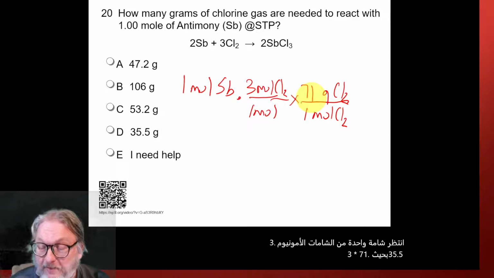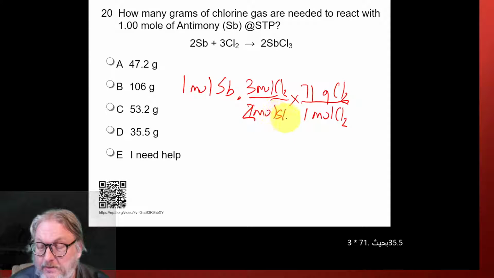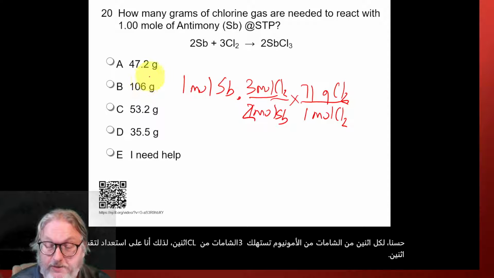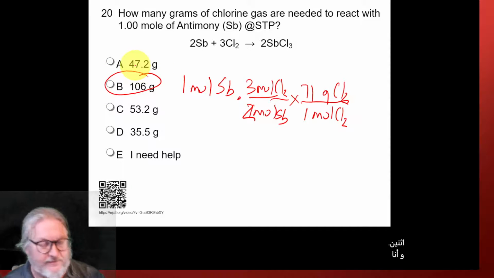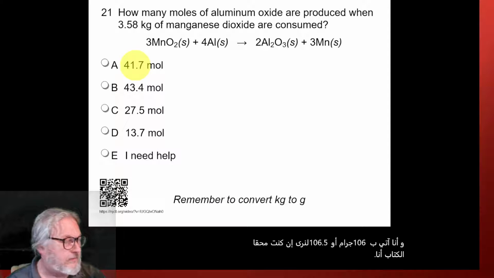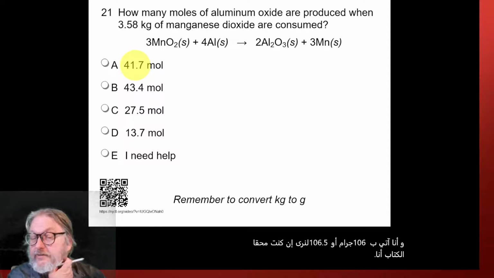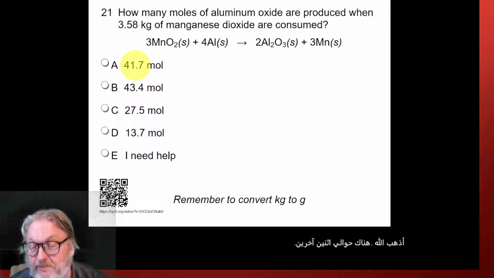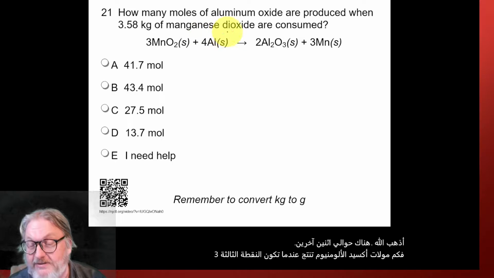Oh, my fault. That's 2. For every 2 moles of antimony, I'm consuming 3 moles of Cl2. So I'm going to divide by 2, and I come up with 106 grams, or 106.5. Let's see if I'm right. Oop, I am. See, I go, oh, I lied. There's about 2 more.